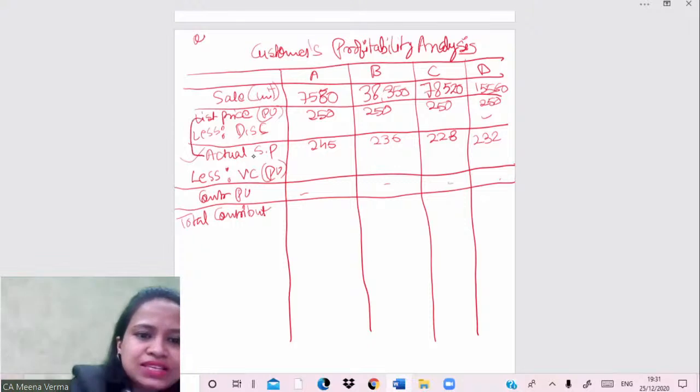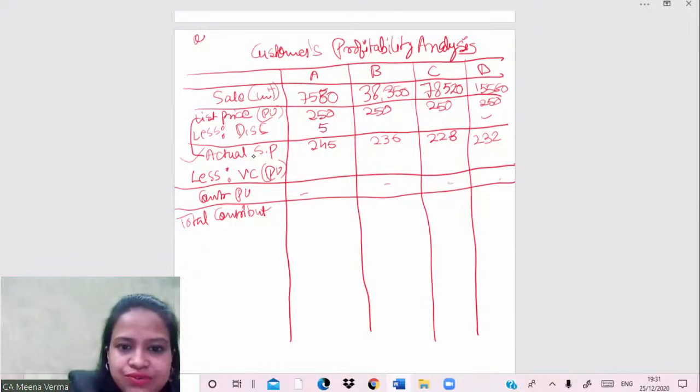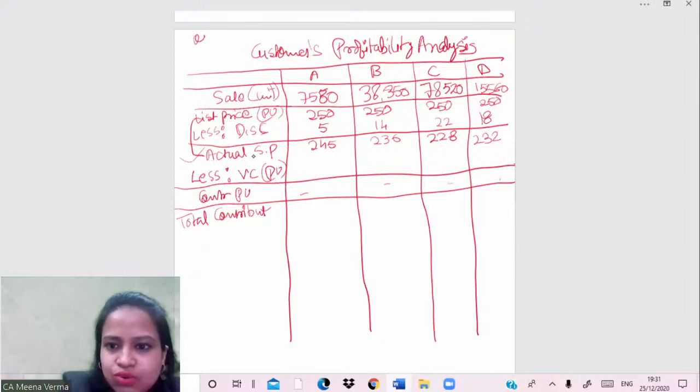The difference is the discount: the difference of the list price and the actual selling price is the discount. You can see here the discount is 5 rupees. Here the discount is 14 rupees. Here the discount is 22, and here the discount is 18 rupees.